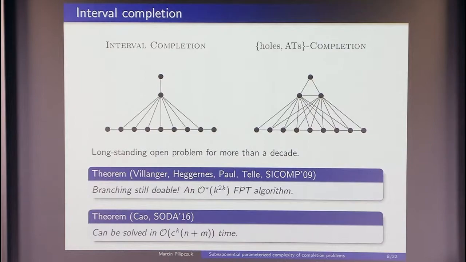It was solved a few years back, still by some branching strategy, but something much more clever than before. And recently we have a paper fixing this, which shows that you can get a C to the K branching even with linear time, which sounds very cool. And I would say you have very good dependency here and keep the linear time.